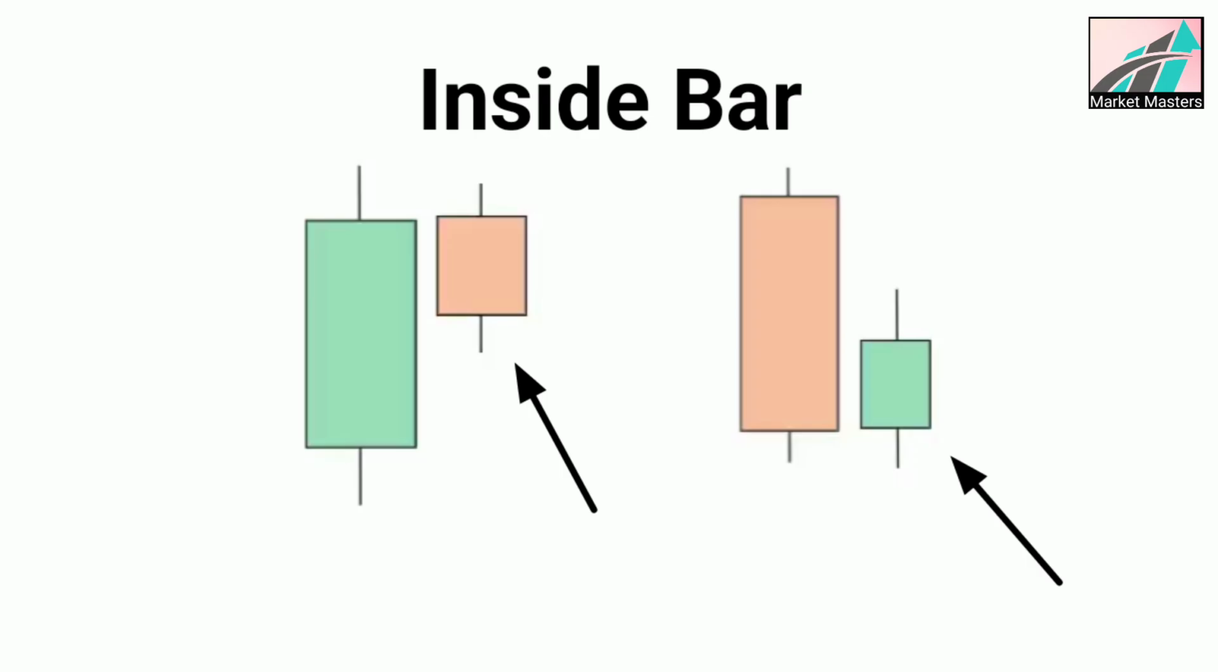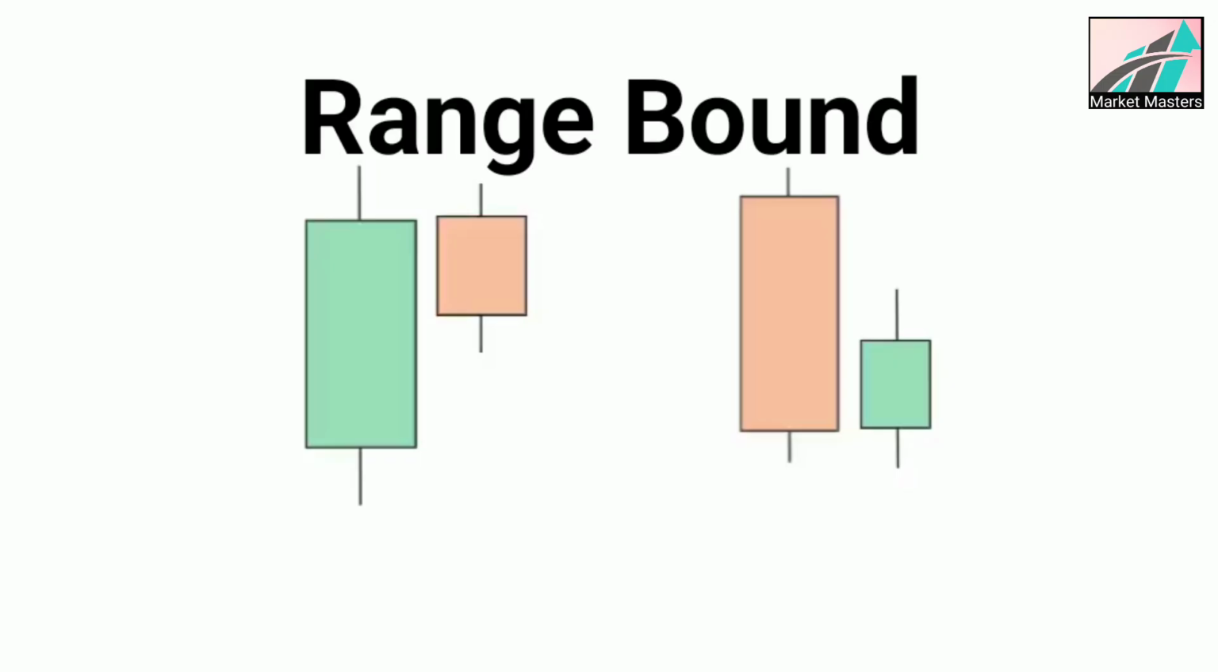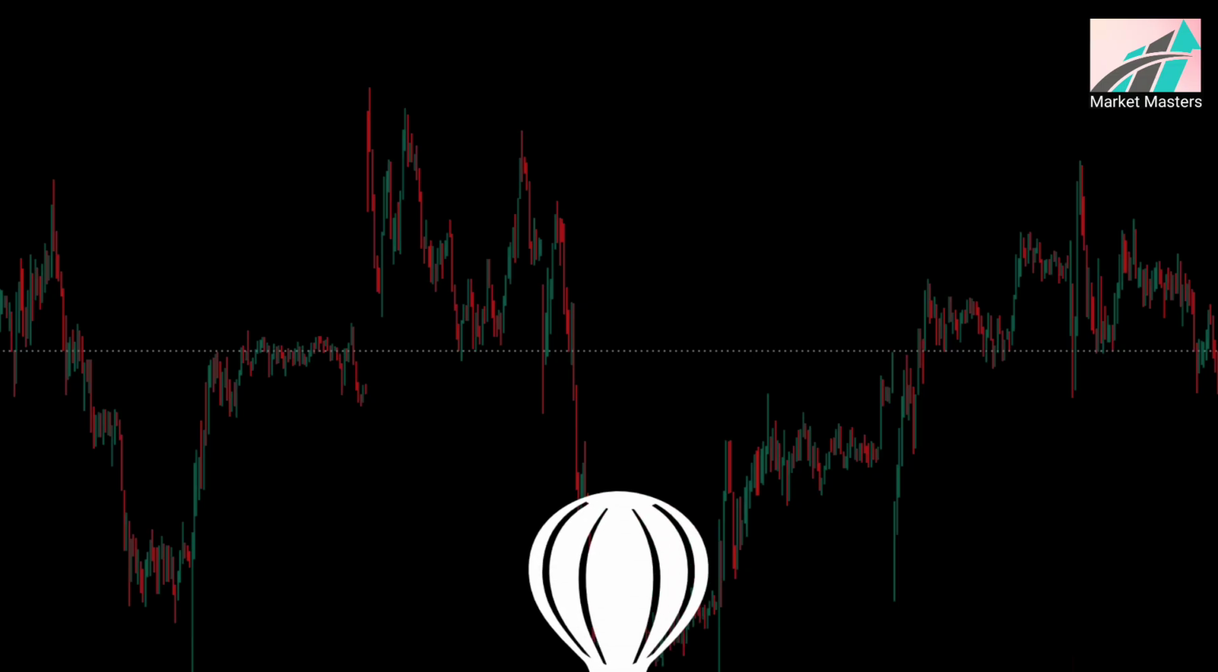If this occurs within a broader market structure, we refer to it as a pullback or a range-bound phase, a period of consolidation where the market pauses before deciding the next direction.